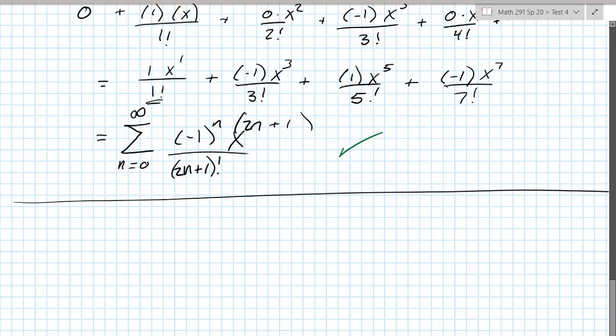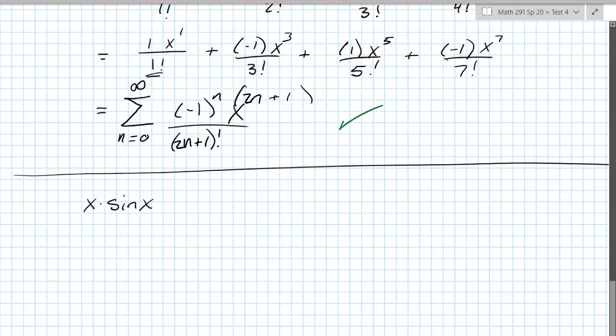So we just found the Maclaurin series for sine of x. What if we want to find the Maclaurin series for x sine of x? We could go through all the steps that we just went through, but something even easier than that is if we multiply x times our expansion for sine of x.